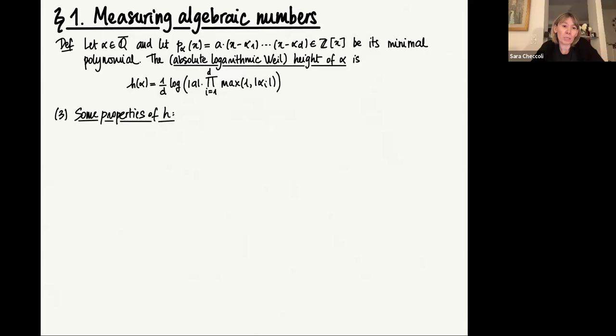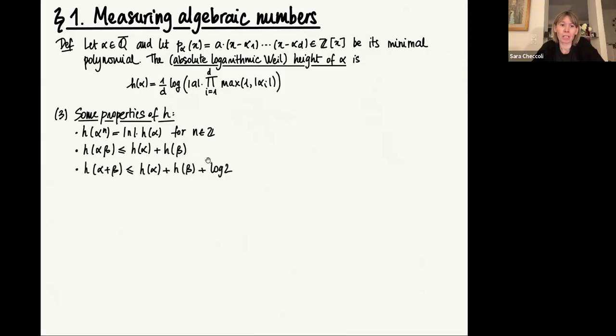Let me recall some simple properties of H. The first one is that it behaves more or less like a log. So H of alpha to the n is the absolute value of n times the height of alpha, for every integer n. The height of a product is less or equal than the sum of the heights. It is not difficult to prove using the definition that Ziyang gave. The height of a sum is less or equal than the sum, but there is this log 2 term here that cannot be avoided. For instance, if you take alpha and beta equal to 1, you will see that actually the height is log 2.